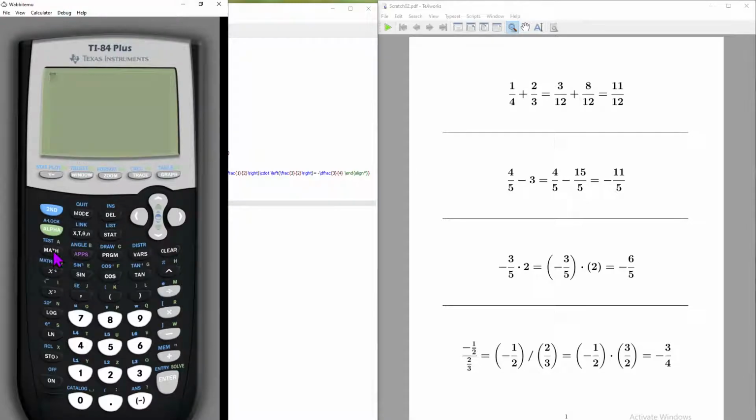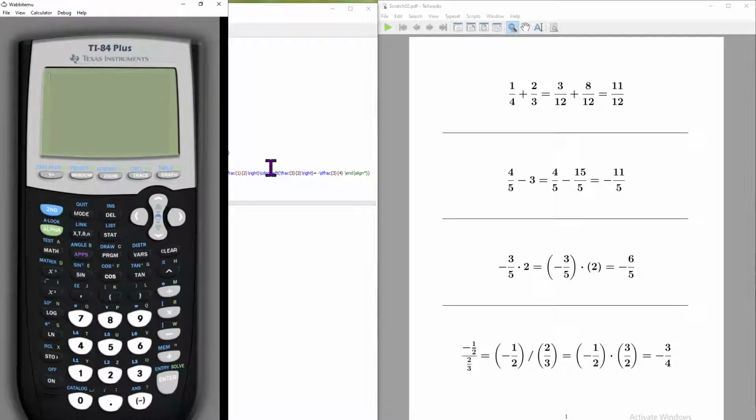The math key is located here. We press the math key, and you can see the first two operations in the math menu. The first one is to convert from a decimal to a fraction, and the second operation is to convert from a fraction to a decimal. We're going to be using this first operation to do these things.